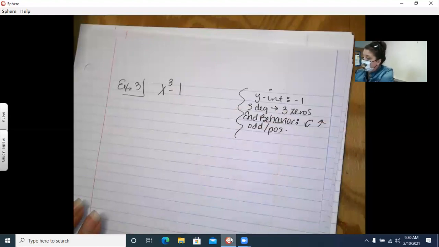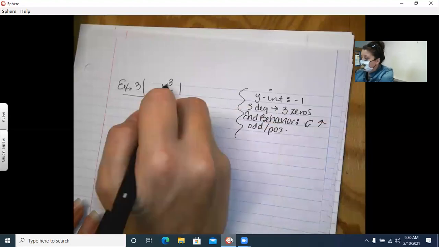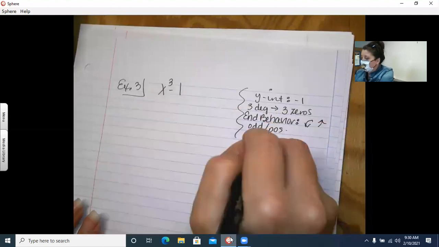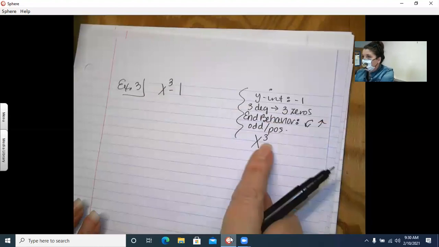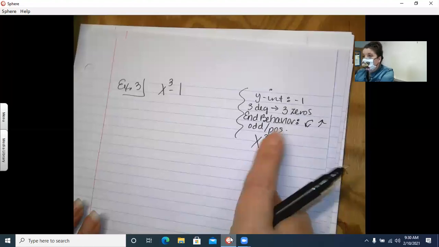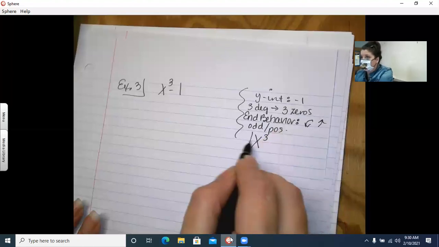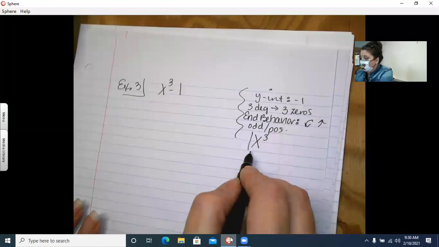Odd because you always look at your first term when in standard form, right? Odd or even comes from the exponent. Your exponent's the odd number. The positive comes from the coefficient. Your coefficient's a +1. I don't care if your coefficient's odd or even. I care if it's positive or negative. So your coefficient's positive. That's where you got the positive from.